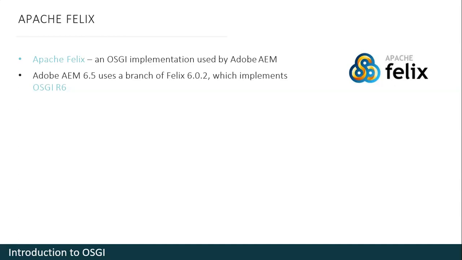So, OSGI is a standard: several specifications and jar files with API classes. To use OSGI, one needs an implementation. Adobe AEM is built on one of the most widely used implementations, that is Apache Felix. Adobe AEM 6.5 uses a branch of Felix 6.0.2 which implements the OSGI R6.